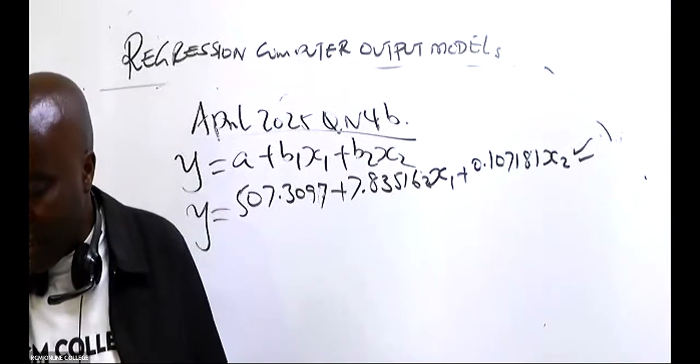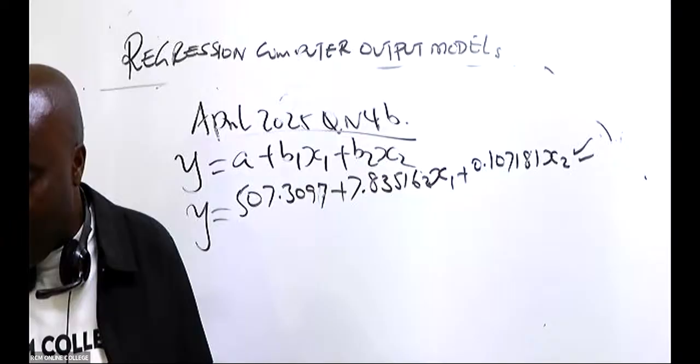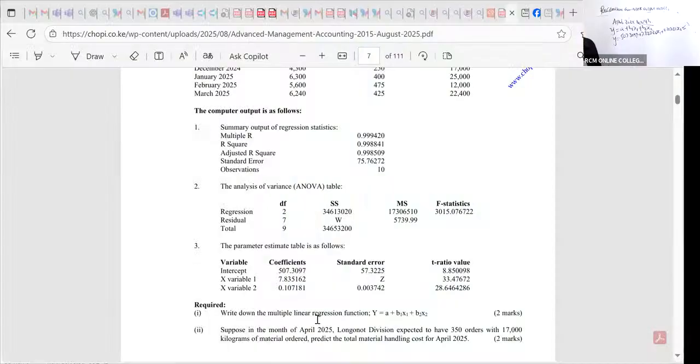Then, ladies and gentlemen, we shall go to number 2. They want us to, you can see here, suppose in the month of April 2025, Longonot division expected to have 350 orders. If you remember very well, orders were X1, so basically X1 is 350, and 17,000 kilograms of material, so that is X2. Predict the total material handling cost for April 2025.